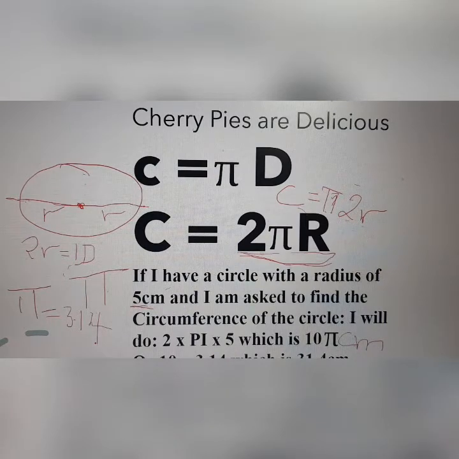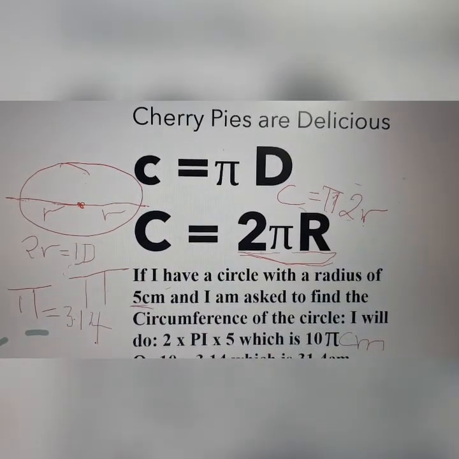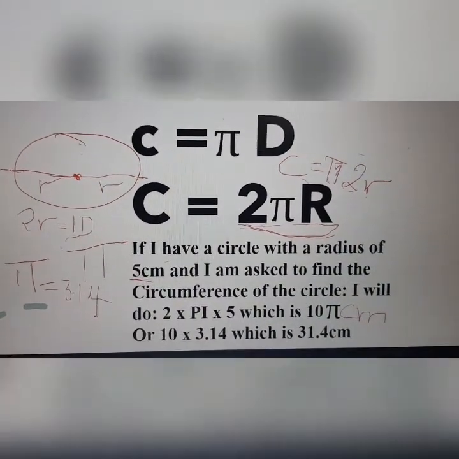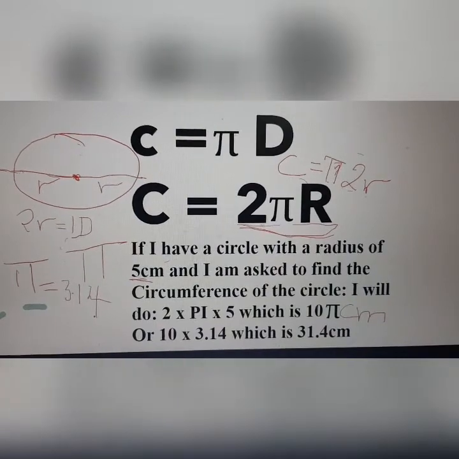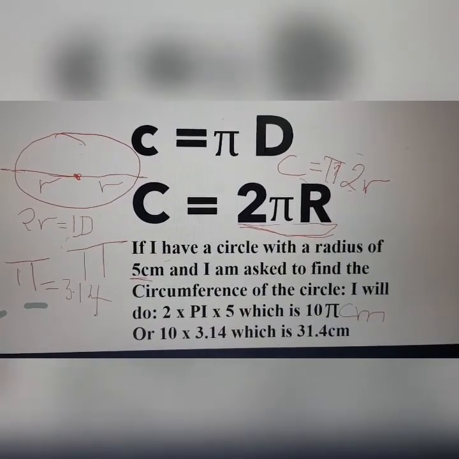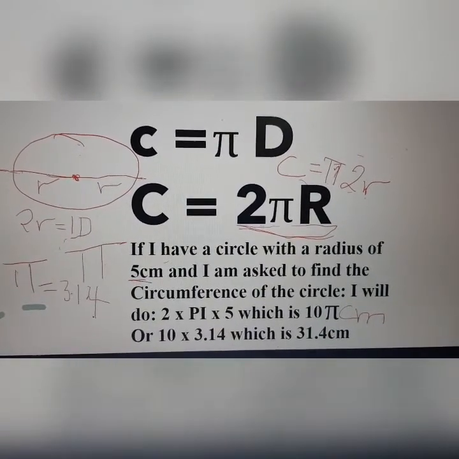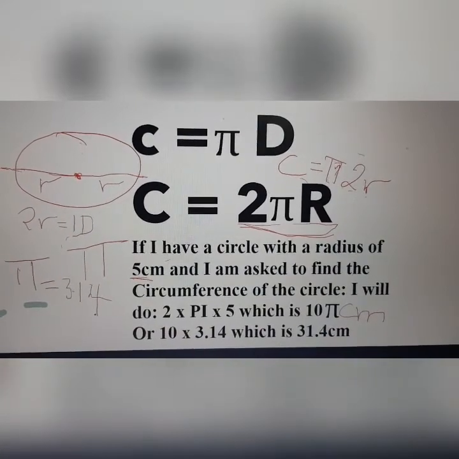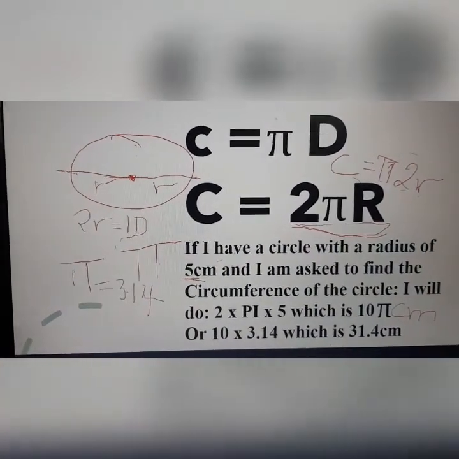So if you multiply 10 by 3.14, you should be getting 31.4 centimeters for your circumference of a circle with a radius of 5 centimeters. So now we are going to move on to the main question that we are going to be solving today.